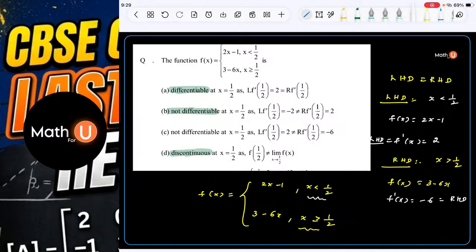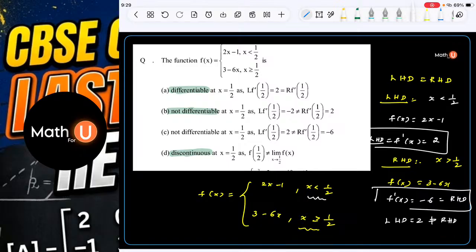Now see, this is LHD, this is RHD. LHD equals 2, which is not equal to RHD, which equals minus 6. That means they are not the same, so we say the function is not differentiable at x equal to 1 by 2. The left hand derivative is 2 and the right hand derivative is minus 6. Then option C is our correct answer.